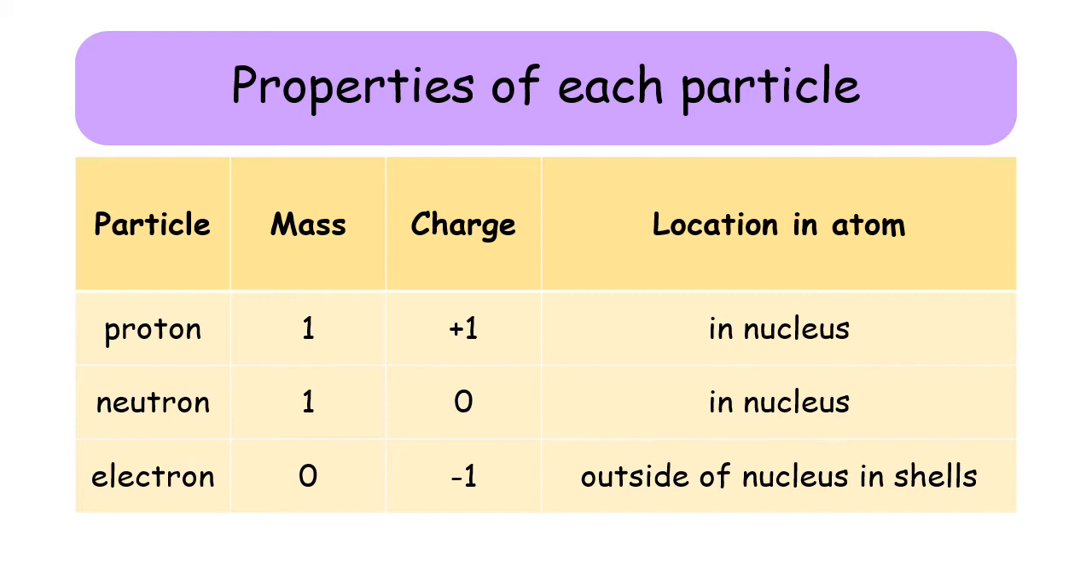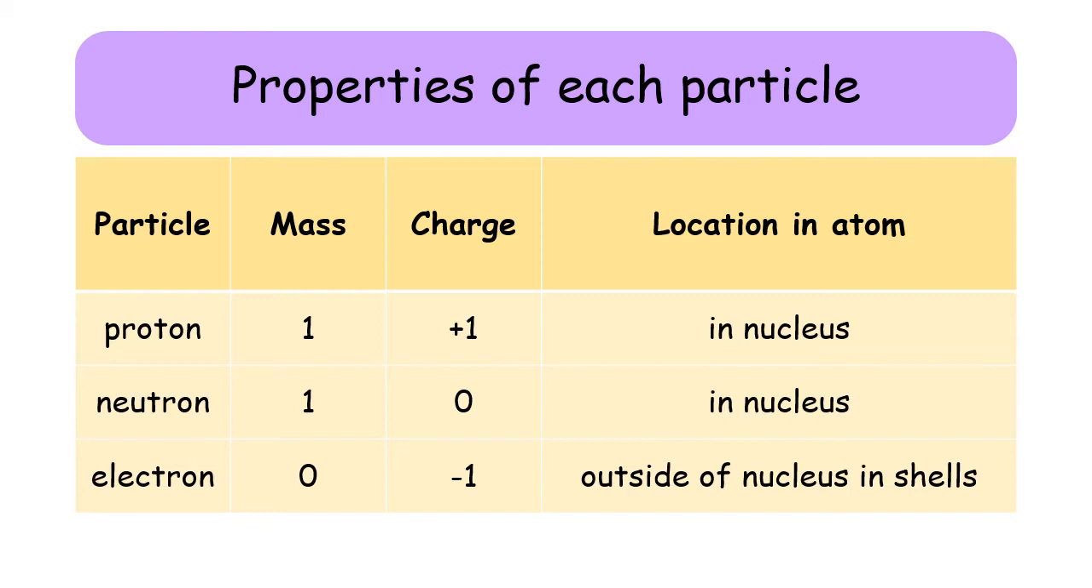The next one are neutrons. Neutrons also have a mass of 1, but they have no charge. So if they have no charge, they're described as being neutral, and neutrons are neutral, so that's why they've got no charge. Also, neutrons are in the nucleus. So neutrons, mass of 1, neutral charge, which means 0, and they are in the nucleus.